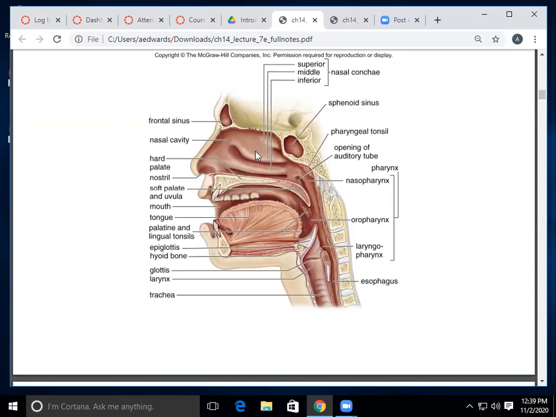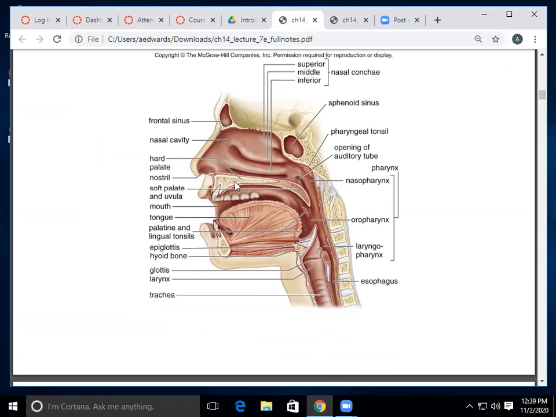All right, here are these conchae: superior, middle, inferior. Okay, those are the nasal conchae. Here's a frontal sinus, okay, space. Okay, you get headaches there. Sphenoidal sinus, okay, where the sphenoid bone is. This whole area is your nasal cavity.